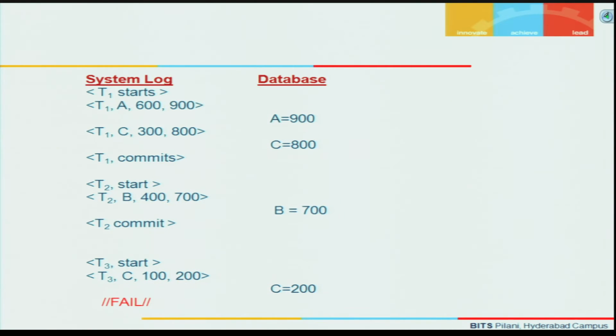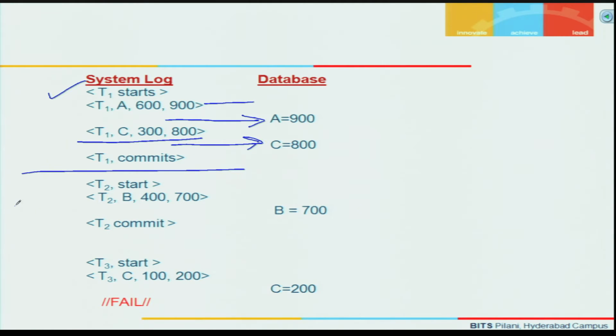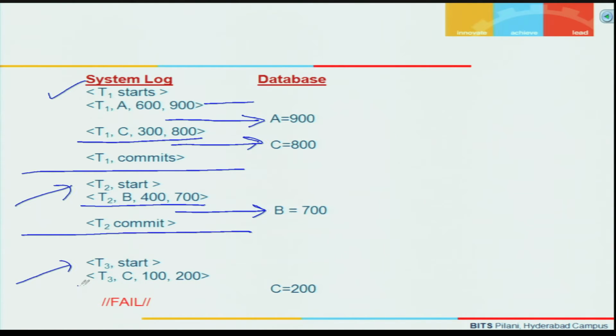Let us have a look at this example. T1 is started, T1 modifies A, immediately that update is written to the database, and T1 modifies C, immediately that is written to the database, T1 commits. And T2 starts, T2 modifies B, it is written to the database, T2 commits. T3 starts, T3 modifies C, it is modified on the database, at least the system has tried to modify the database, immediately there is a failure.